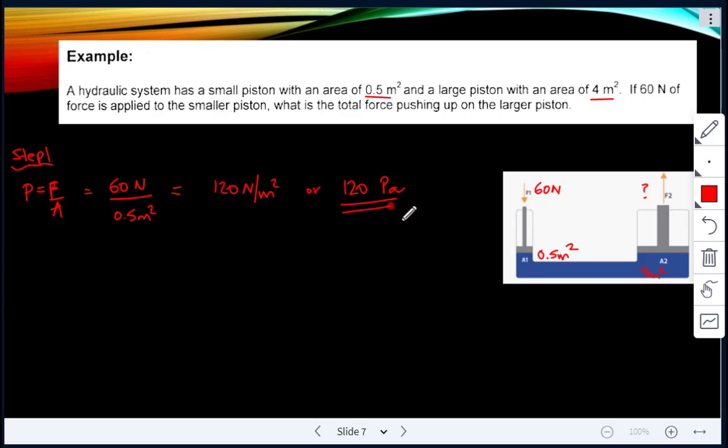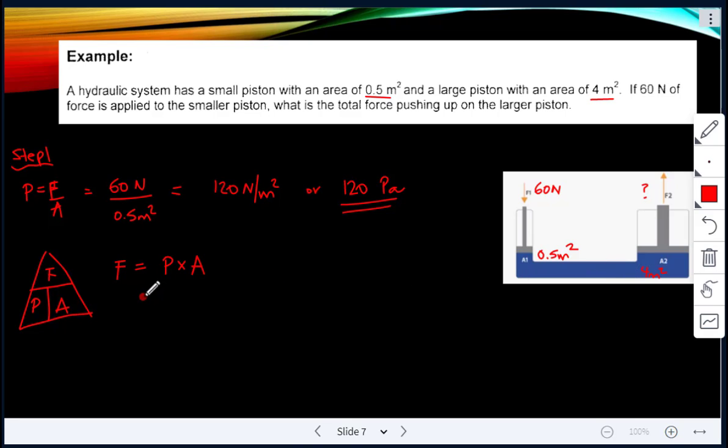All right, so we have figured out our pressure. And we know that the pressure stays the same. That's what we learned from Pascal's law. So now if we know our pressure and we know our area, we can calculate our force. Because we're looking for force here on the larger piston, force is equal to pressure times area. The pressure stays the same throughout this hydraulic system.